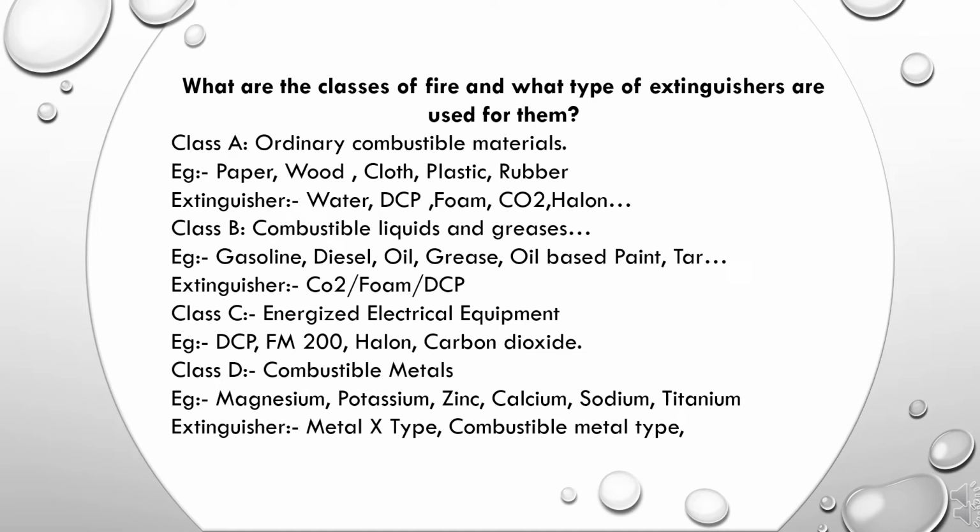CO2, foam, DCP. Class C, energized electrical equipment. Extinguisher, DCP, FM200, halon, carbon dioxide. Class D, combustible metals. Example, magnesium, potassium, zinc, calcium, sodium, titanium. Extinguisher, metal X type, combustible metal type.